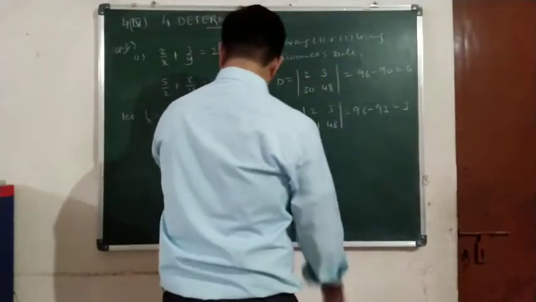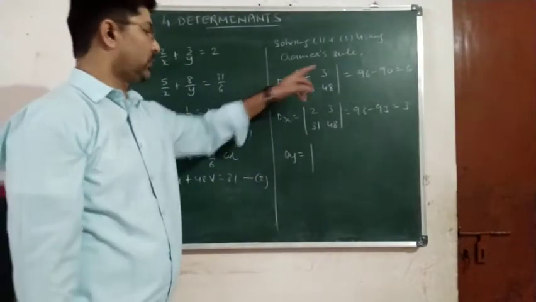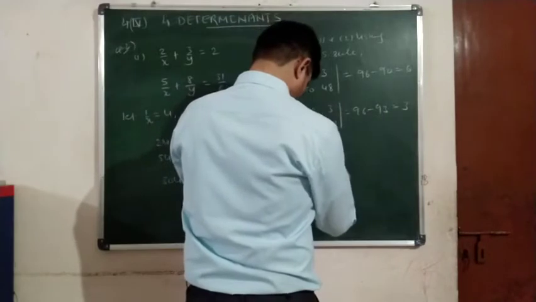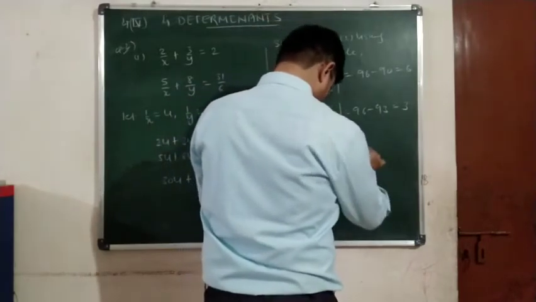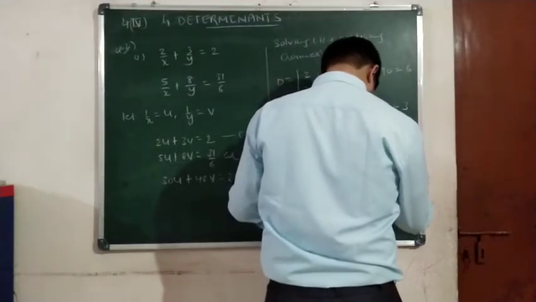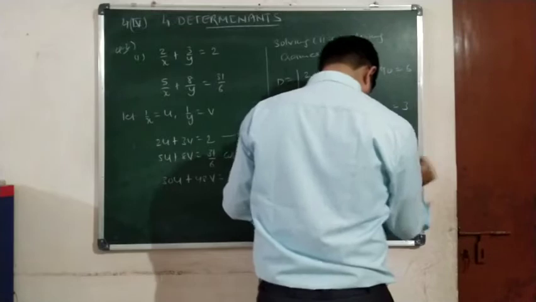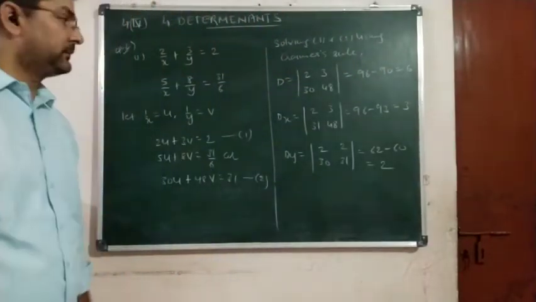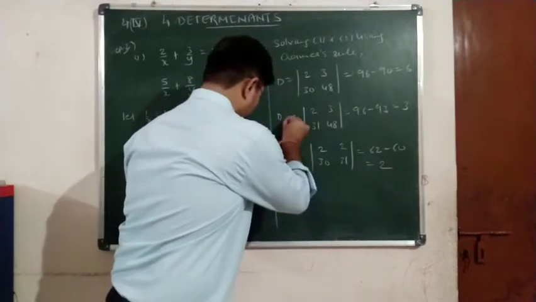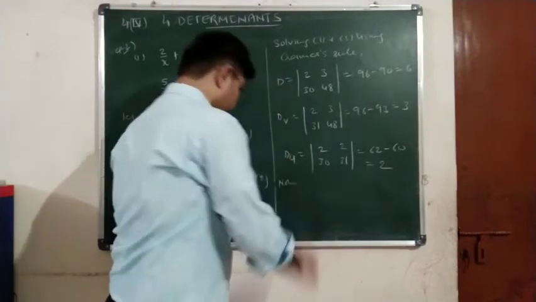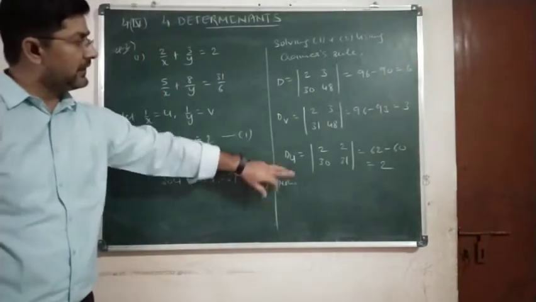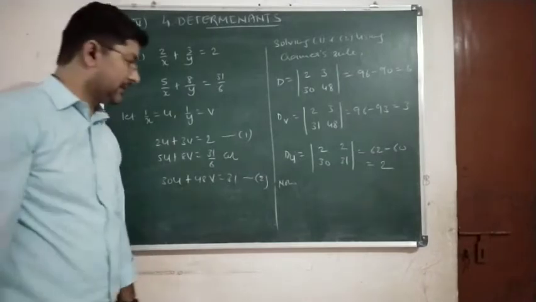Again, dv. The second column will be replaced by 2 and 31. So 2, 30, 2, 31: 31 twos are 62, minus 60, equals 2. Clear? Actually here we will write dv and du, because we have considered 1 by x as u and 1 by y as v. So here dv and du we will write rather than writing dx and dy.